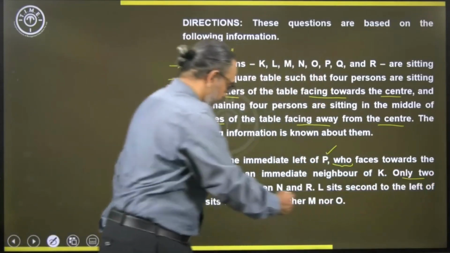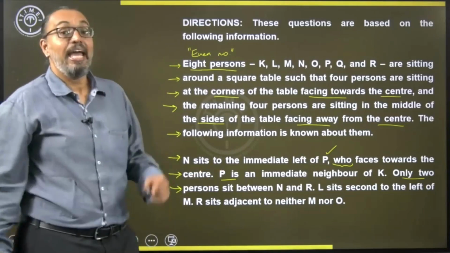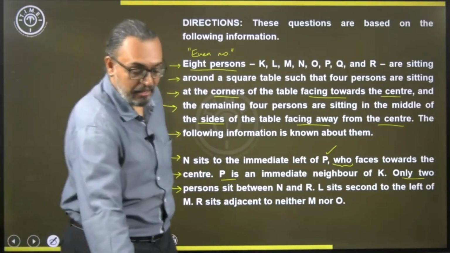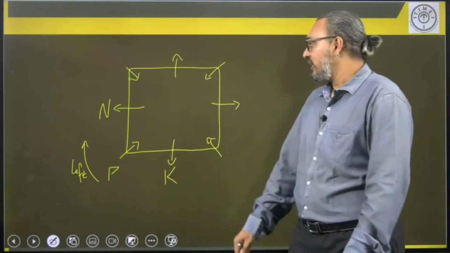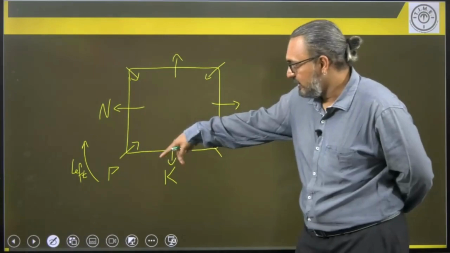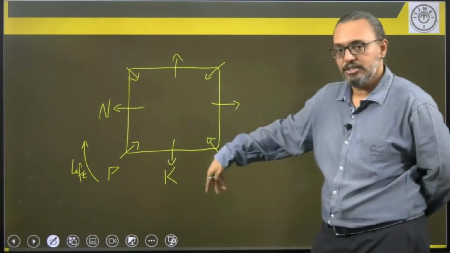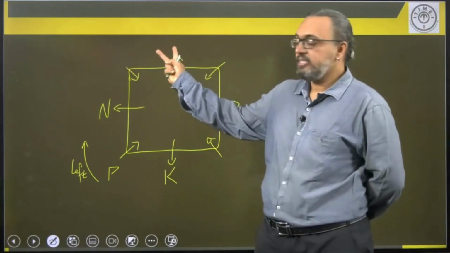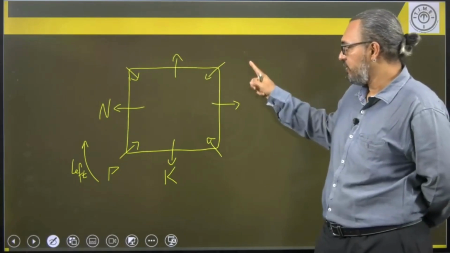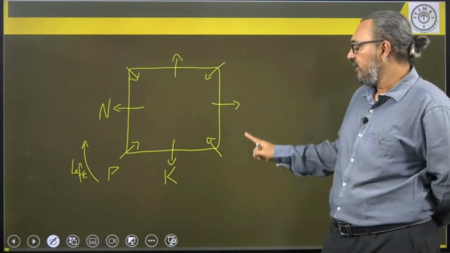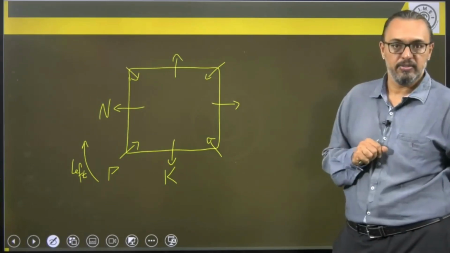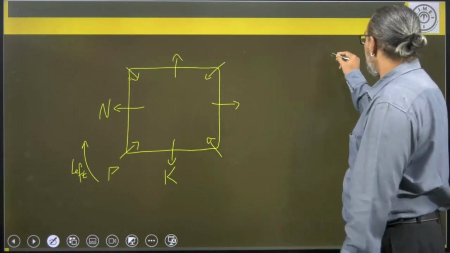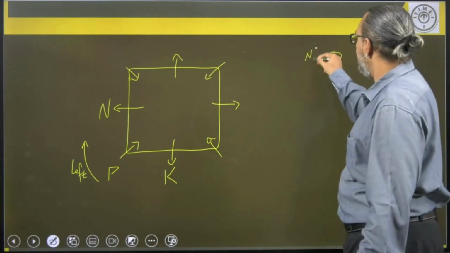only 2 persons sit between N and R. Okay, so only 2 people sit between N and R. Okay, let's check that. Now 2 people between N and R on one side, that means if I take the anti-clockwise direction, 2 people are P and K, you can have R here. On the other side, in the clockwise direction, leaving 2 people, you can have R here. So basically, R is going to occupy one of these 2 corners. Okay, 2 persons between N and R. Okay, so we'll come to that.